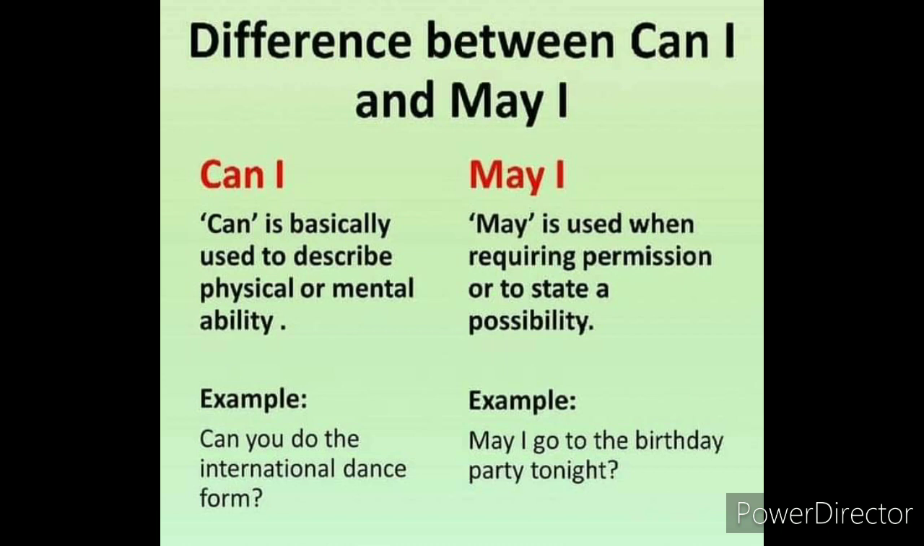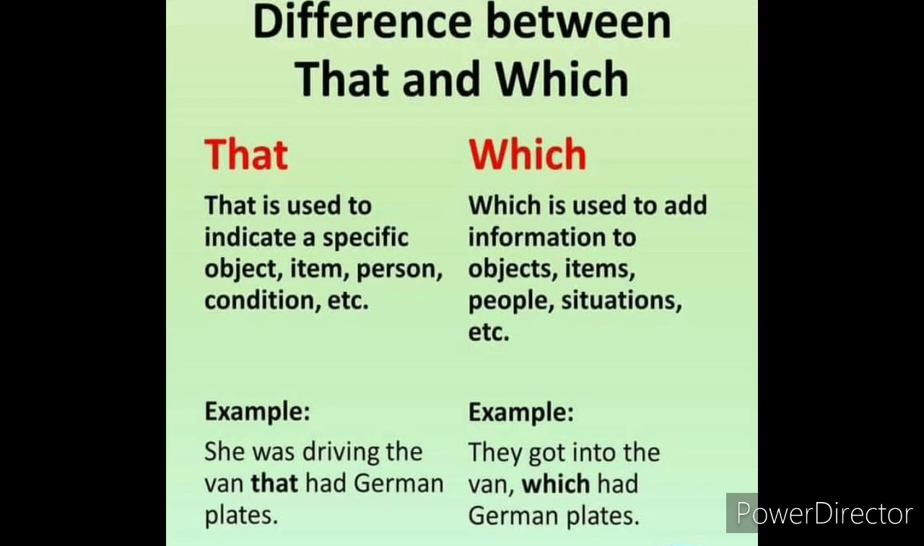Let's move on to the next card. So here the card is about that and which. So here we are talking about relative pronouns. So that is used to indicate specific objects, items, or even a person, okay, and condition, etc. Okay, for example, she was driving the van that had German plates. However, which is used to add information to objects, items, people, situations, and so on and so forth. For example, they got into the van which had German plates.